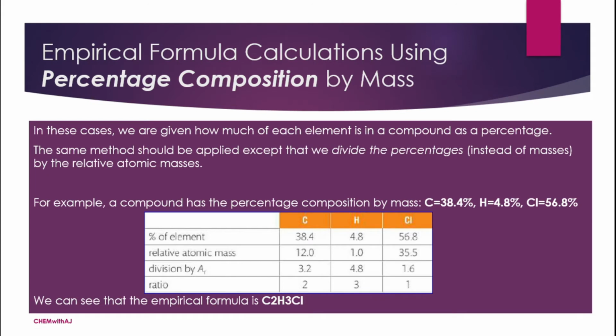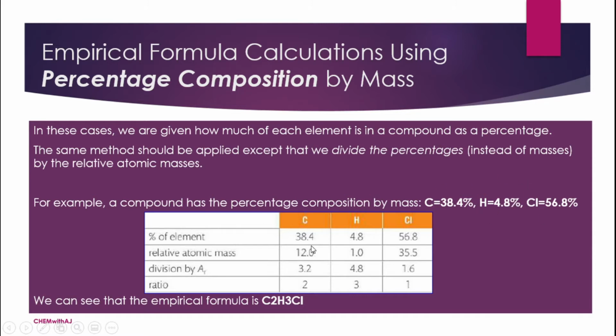Next, there's another method to calculate the empirical formula. This one uses the percentage composition by mass of each element in a compound. Basically, how much of an element there is in a compound as a percentage of that compound. In this example, we are given that 38.4% of the compound is carbon, 4.8% is hydrogen, and 56.8% is chlorine. This is percentage composition by mass.